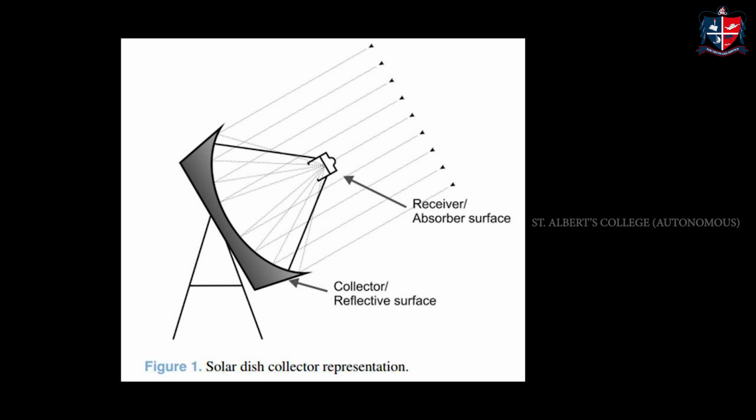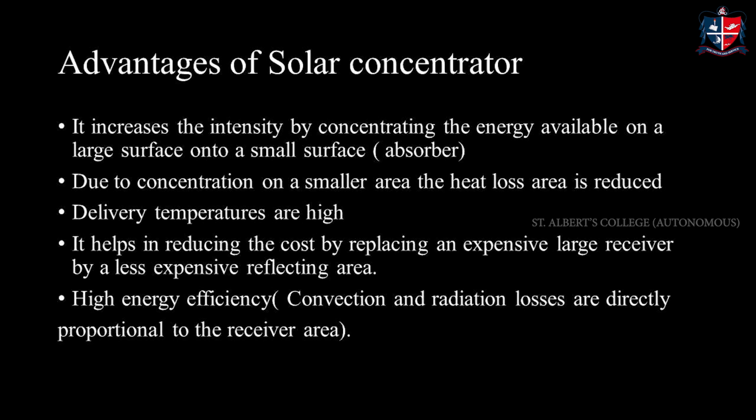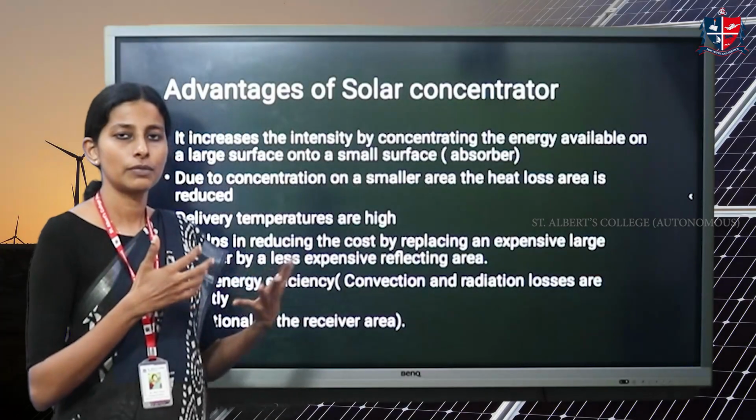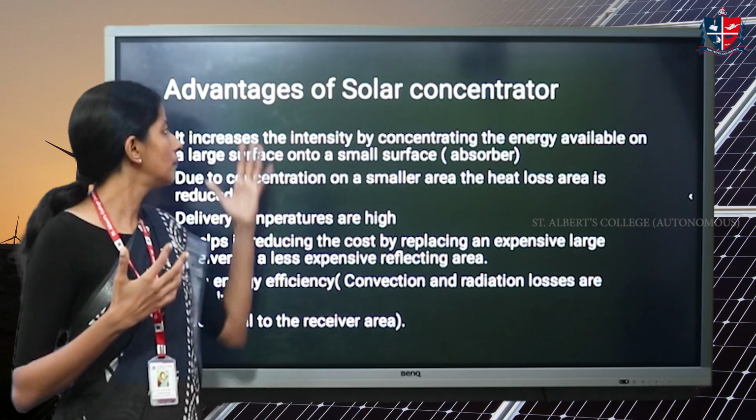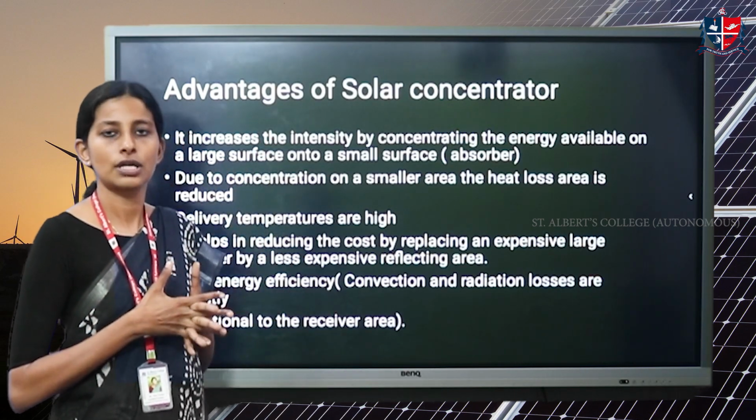Aperture is the collector. This collector is built in with a certain optical system to focus the radiation to a smaller area. Okay, so this is how a concentrator looks. So what are the advantages? From the brief introduction I gave itself, we can think about the basic advantages of a solar concentrator.